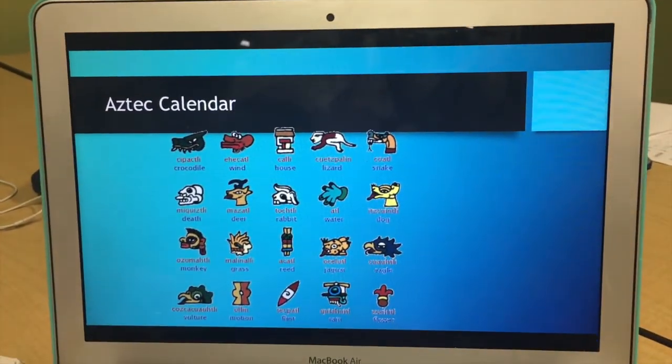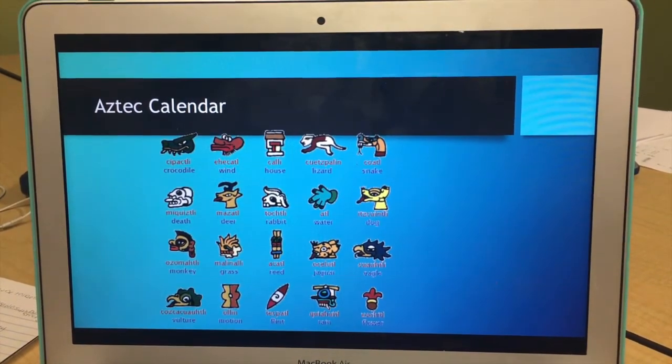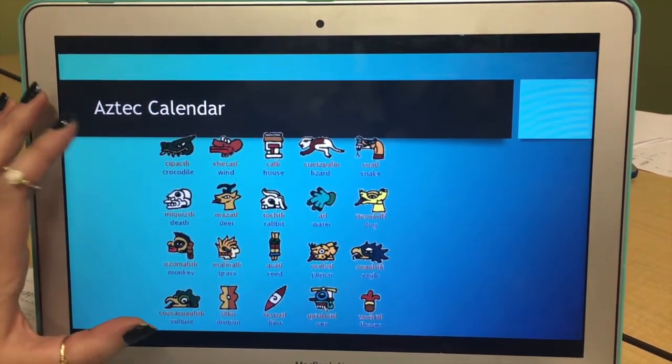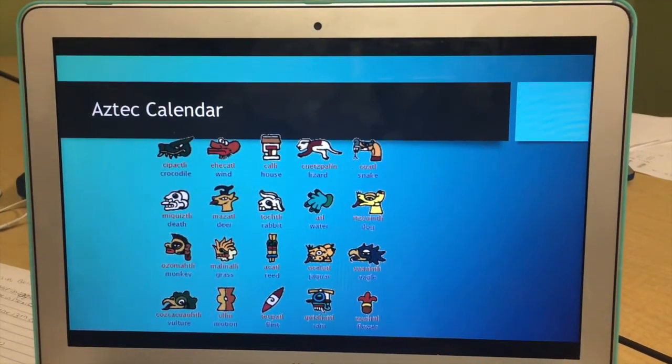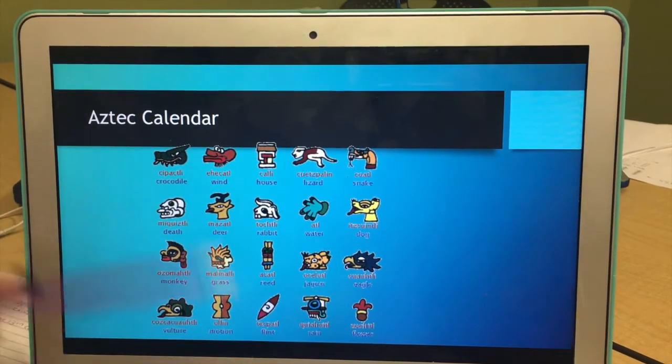Now the Aztec calendar is a 260-day calendar, unlike ours, which is 365 days. And it was actually broken up into 20 days a cycle. And so each day is represented by a different object. And so the objects here are listed, there are 20 objects here.